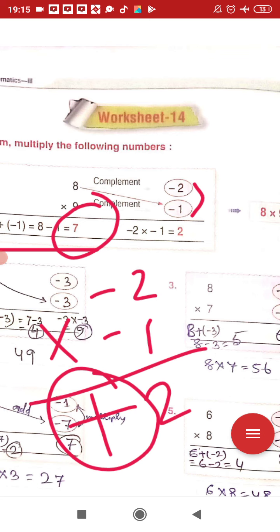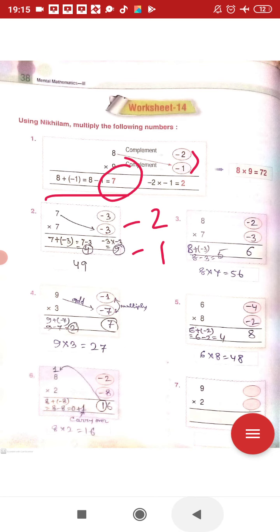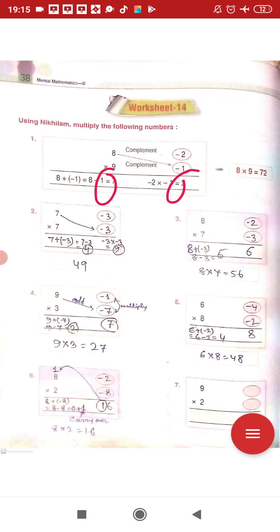Okay, once again I repeat. When we add two negative numbers, then we will get the product as a positive number. So 2 ones are 2. So 7 and 2, if we join these two results, 7 and 2, you will get 72. So this is the answer. So this is the method. Clear? Okay, let's understand by taking another example.